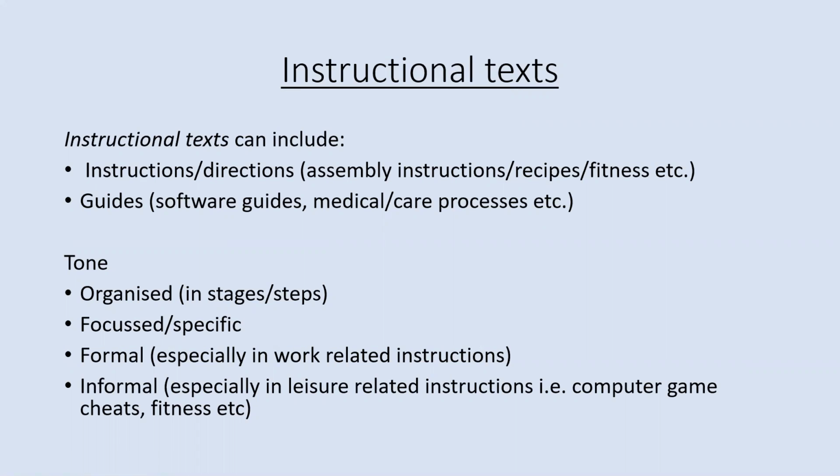So instructional texts can include such things as instructions and directions, so things like assembly instructions, if you're putting together a piece of furniture, for example. Recipes, each stage of the recipe is described as part of an instructional text, and fitness guides. We also have guides which would come under instructional text, such as software guides and processes which are used in the medical and care professions.